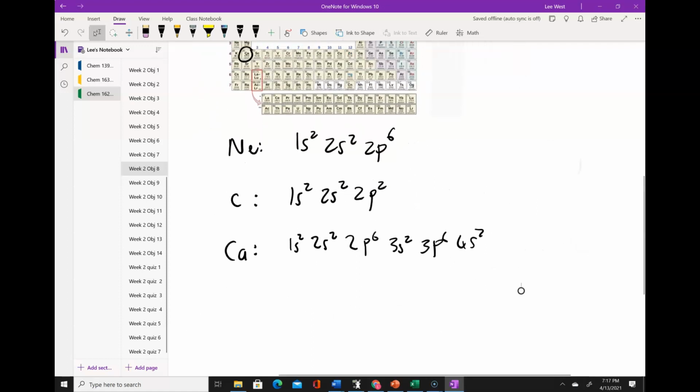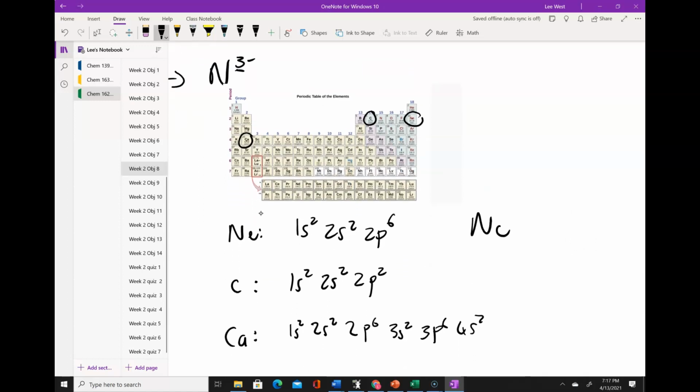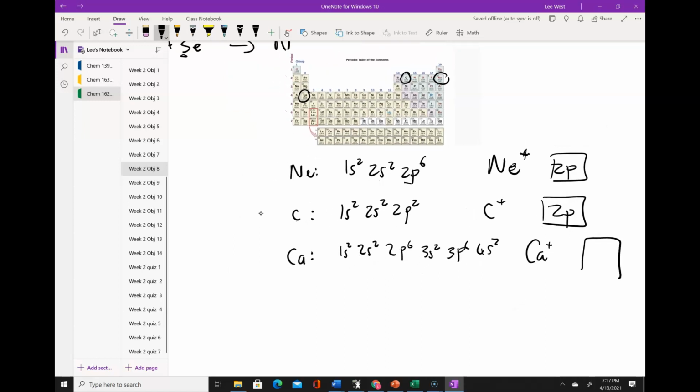So that's it. So what have I got to do now to make it a cation? To make neon plus, what have I got to do? I've got to remove 1 electron. So where am I going to remove the electron from? I'm going to remove it from the 2p. To make carbon single plus, I have to remove 1 electron. Where am I going to remove it from? The 2p. To make calcium single plus, I have to remove 1 electron. Where am I going to remove it from? The 4s, the outer one.